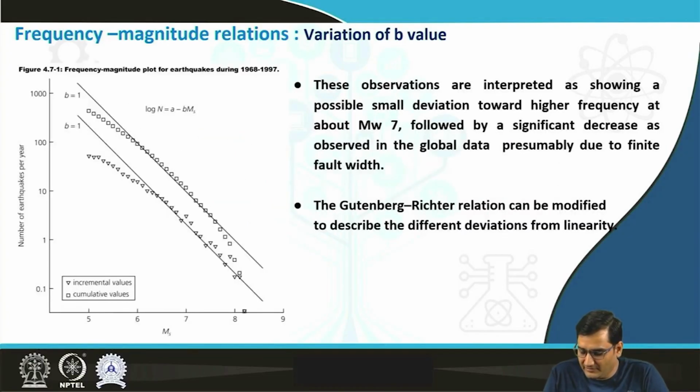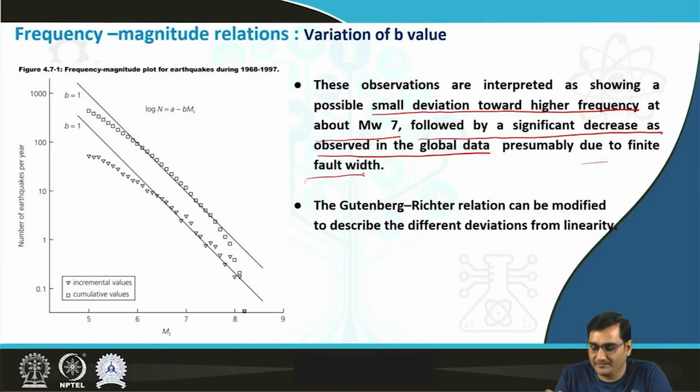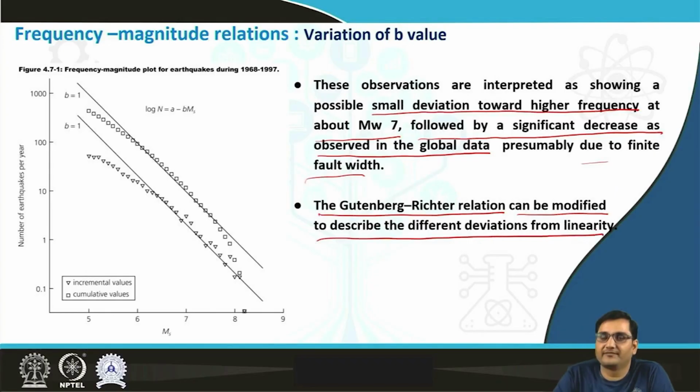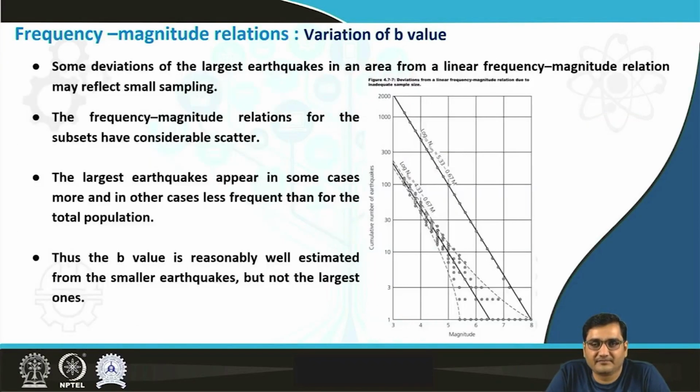Here in this particular figure, the same power law is basically shown, and the slide says that these observations are interpreted as showing a possible small deviation towards higher frequency at about magnitude 7, followed by a significant decrease as observed in global data, presumably due to finite fault width. The Gutenberg-Richter relation can be modified to describe the different deviations from linearity. Now, you can see the deviations in the large earthquakes and the smaller earthquakes.